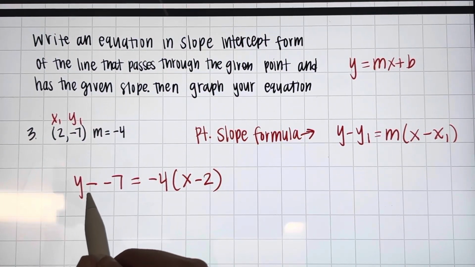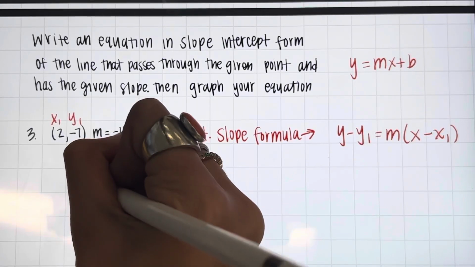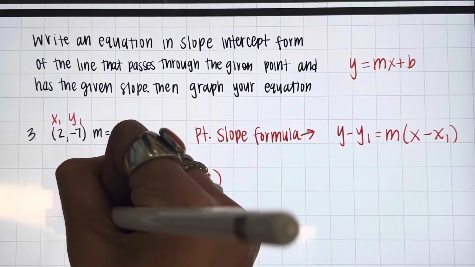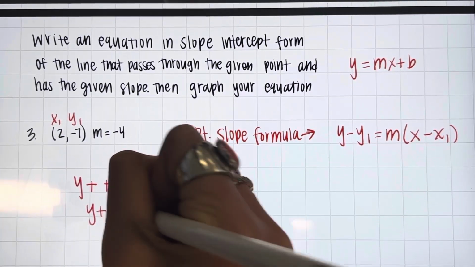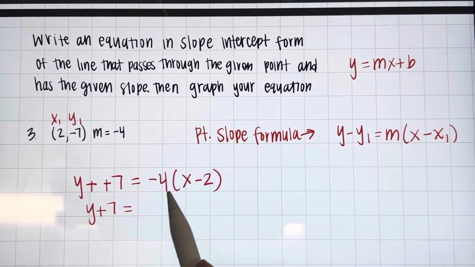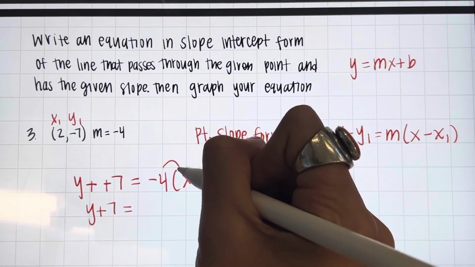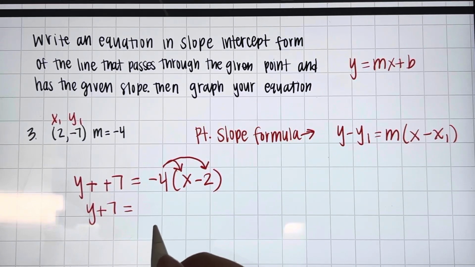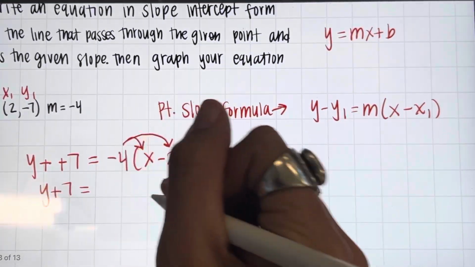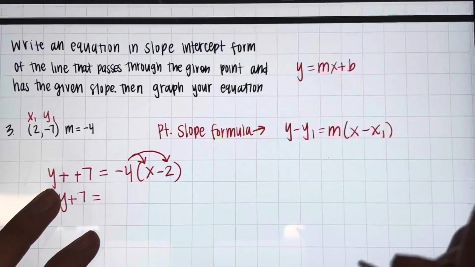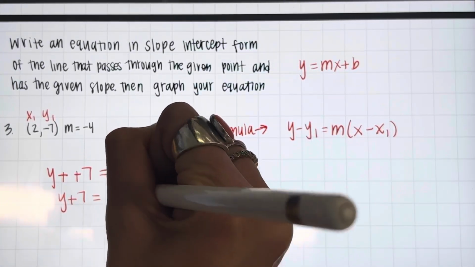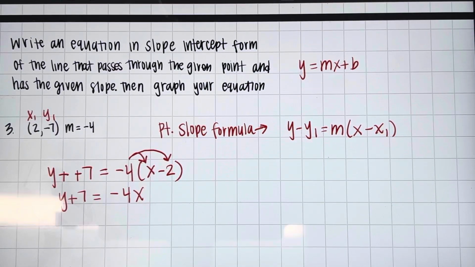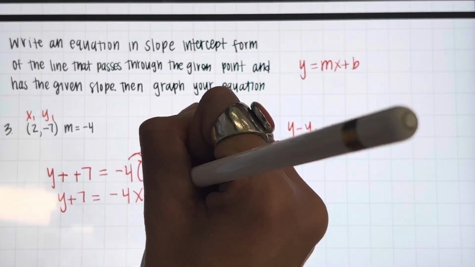So we know y minus -7, 2 negatives, is going to give us a positive. So we'll be left with y plus 7 equals -4. We need to distribute here. Okay, so that just means we're going to distribute this -4 times x and this -4 times -2. -4 times x is just going to give us a -4x. -4 times -2 is just going to give us a +8.